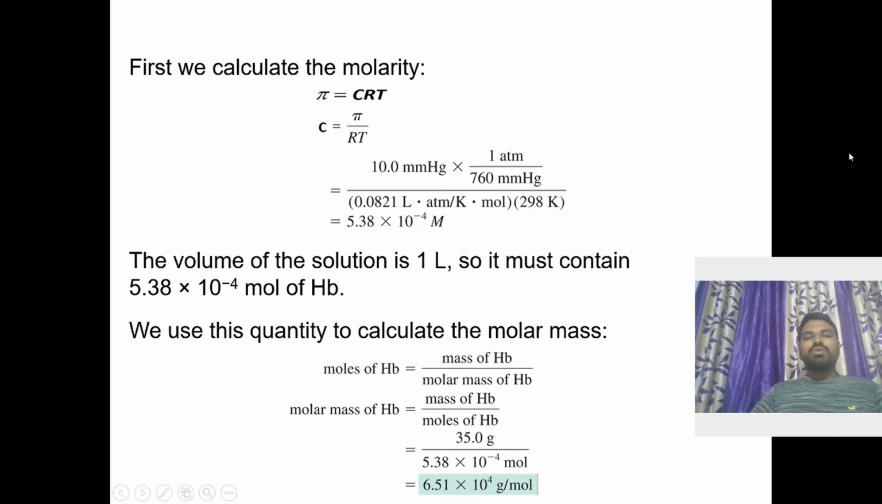The volume of the solution is 1 liter, so it must contain 5.38 into 10 raised to minus 4 mole of Hb. We use this quantity to calculate molar mass. Now we have calculated the molar mass, that is 6.51 into 10 raised to 4 gram per mole.